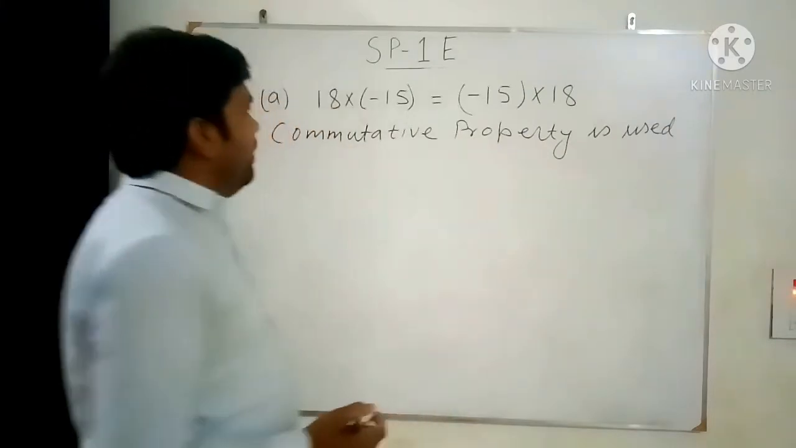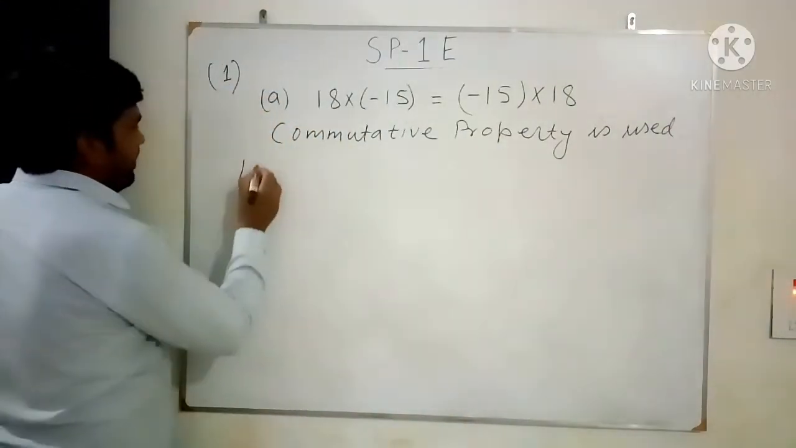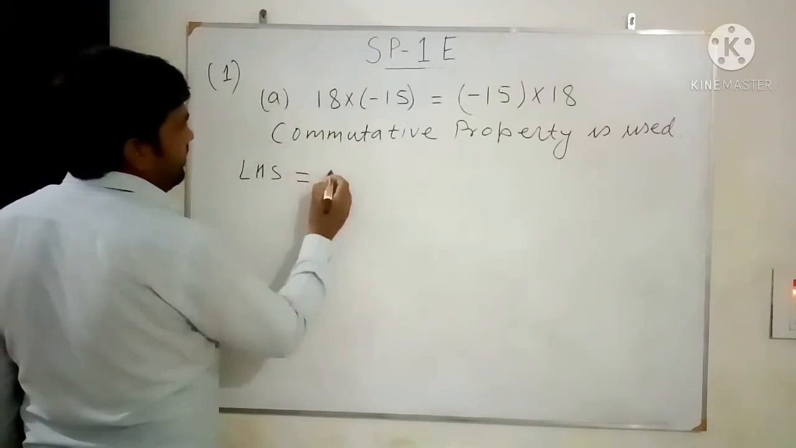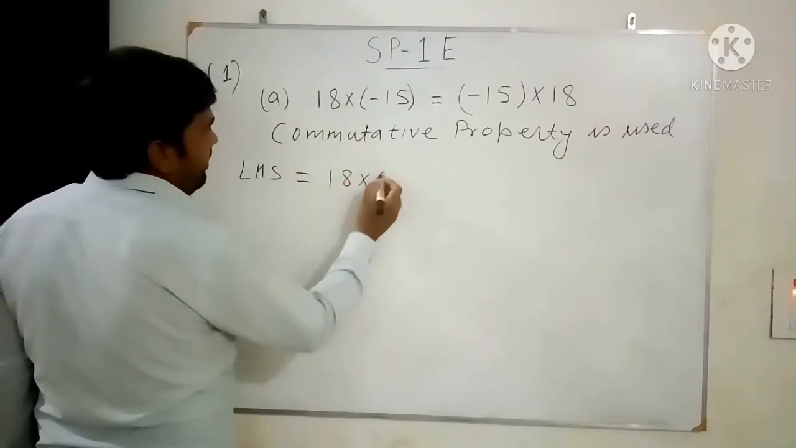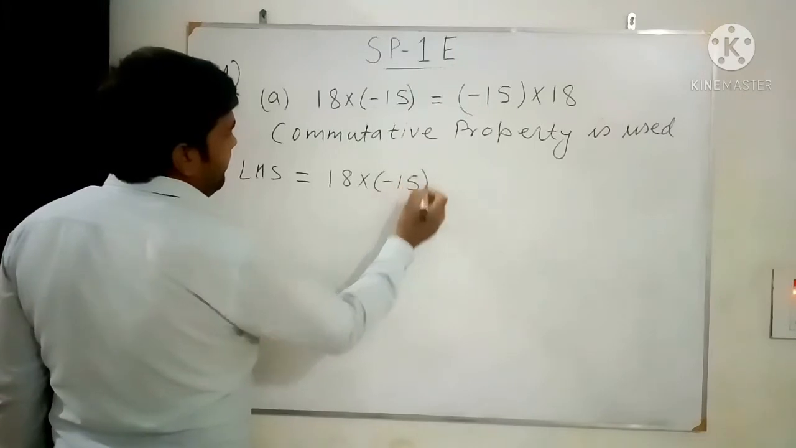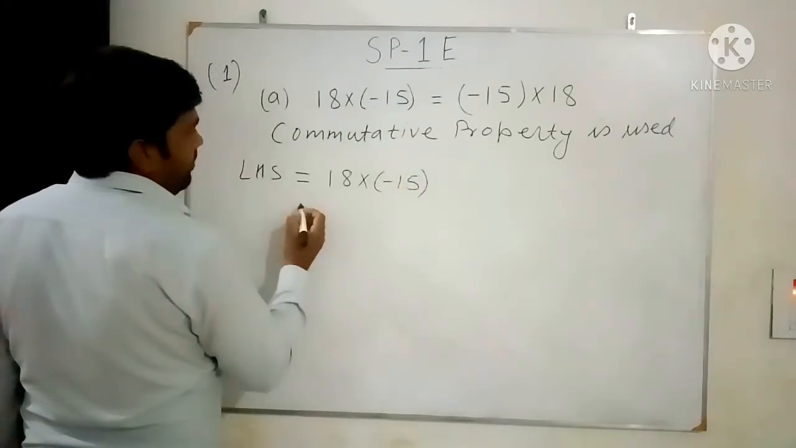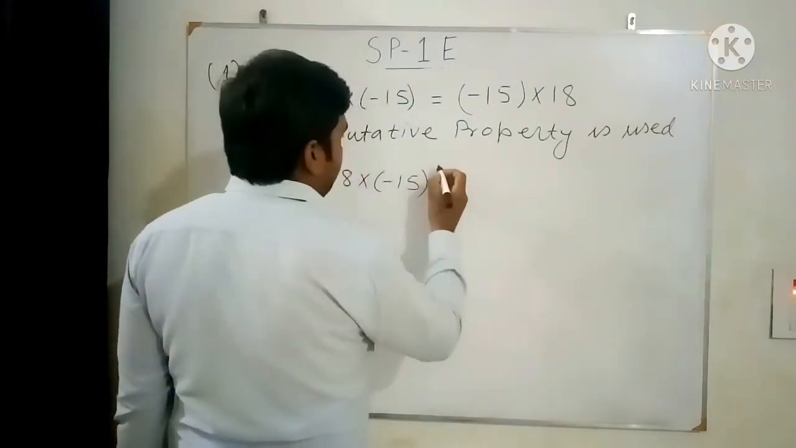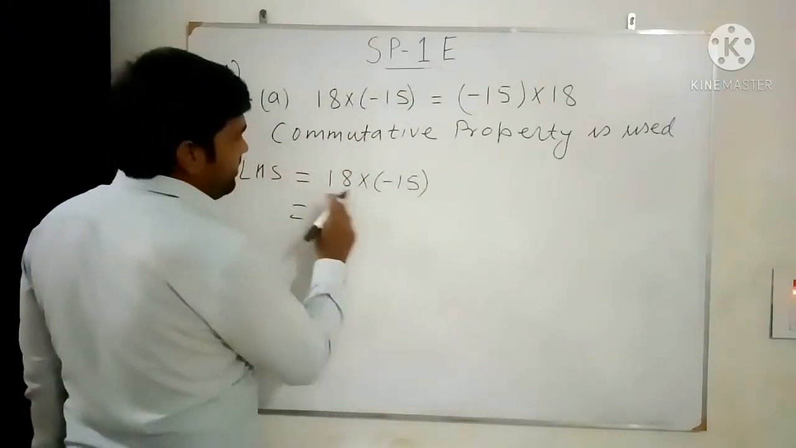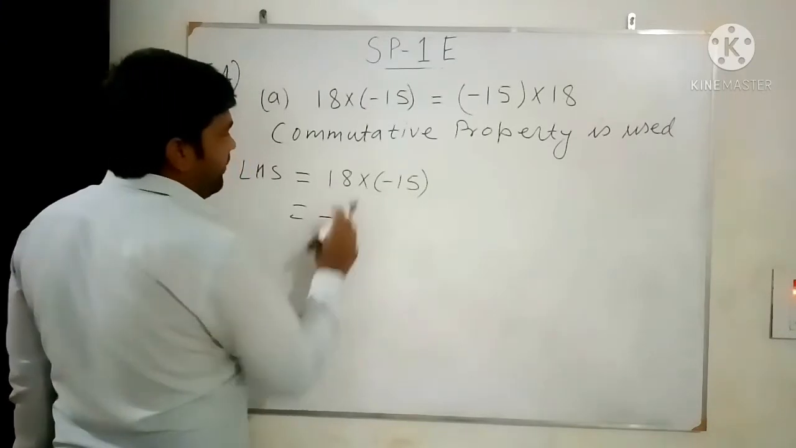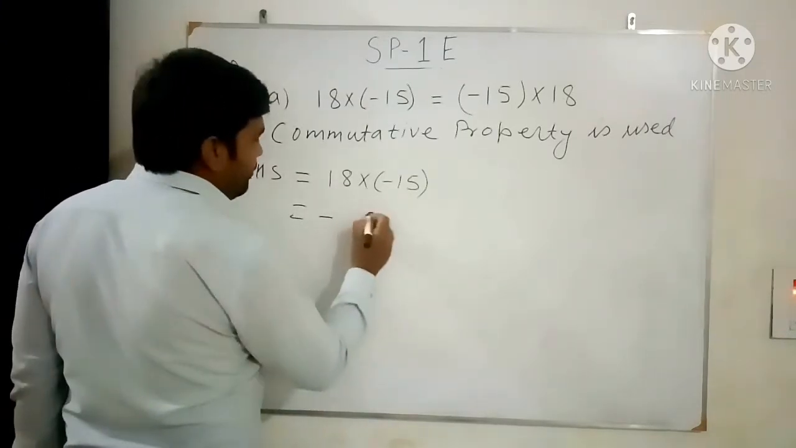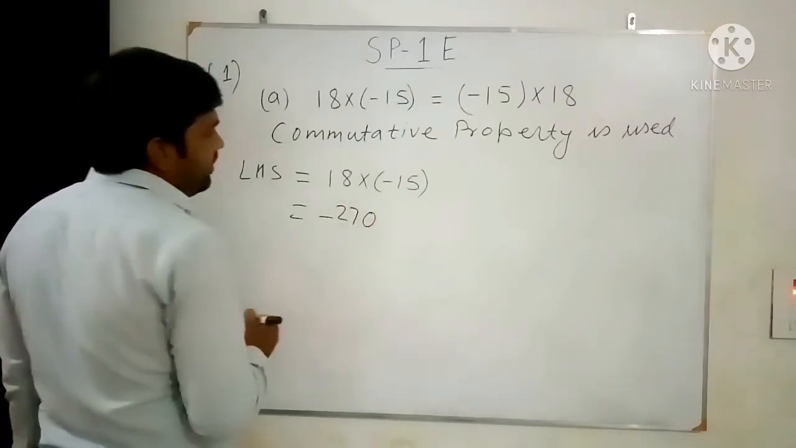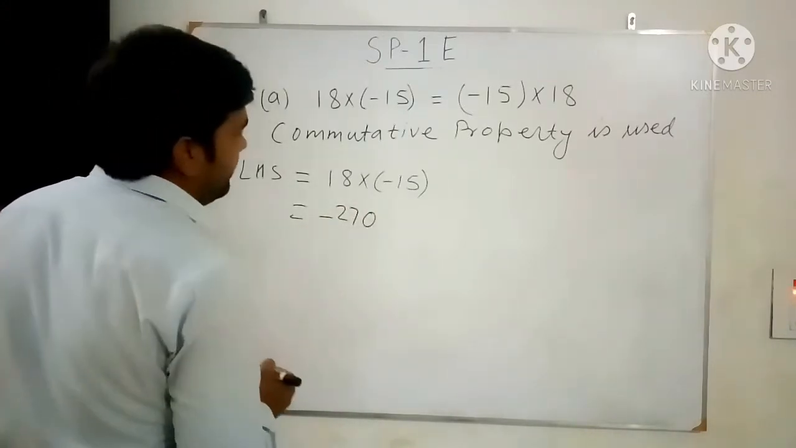Okay. Now we have to verify. First of all we solve the left hand side, LHS. So here 18 multiply minus 15, and then we solve the right hand side. So plus minus minus. Now 15 8s are 120, 0, carry 12, 15 1s are 15, plus 12 is 27. So minus 270. Okay, left hand side.